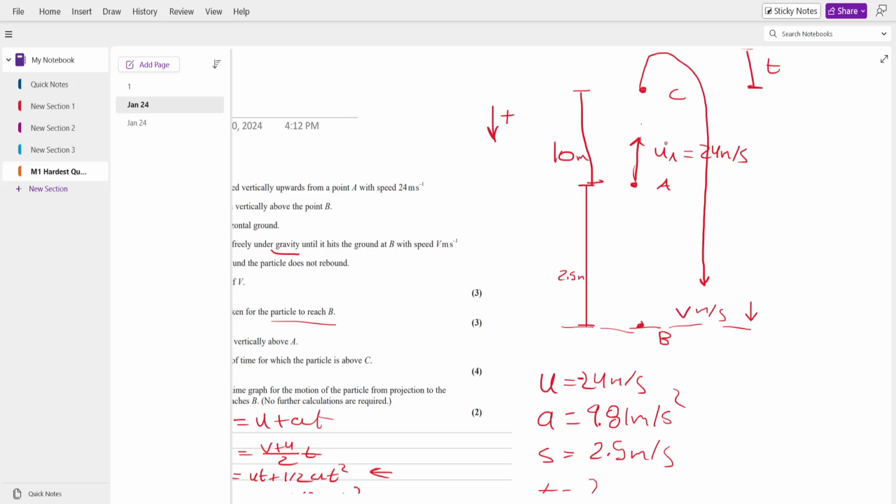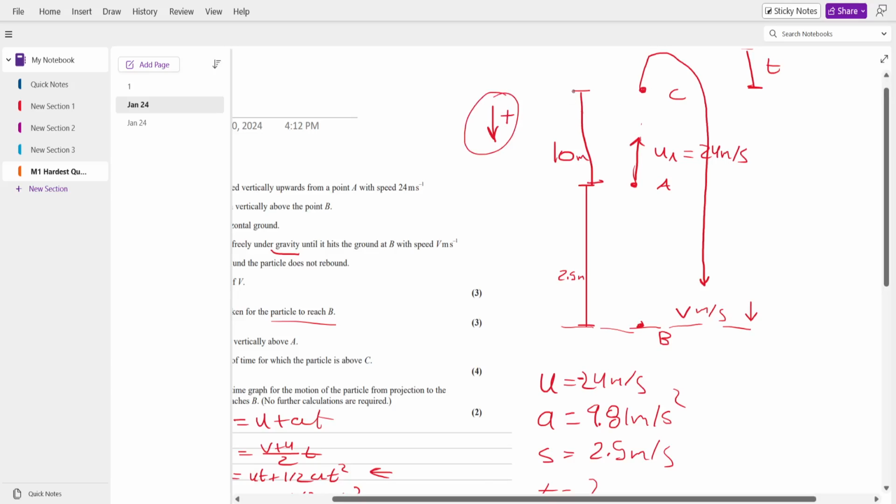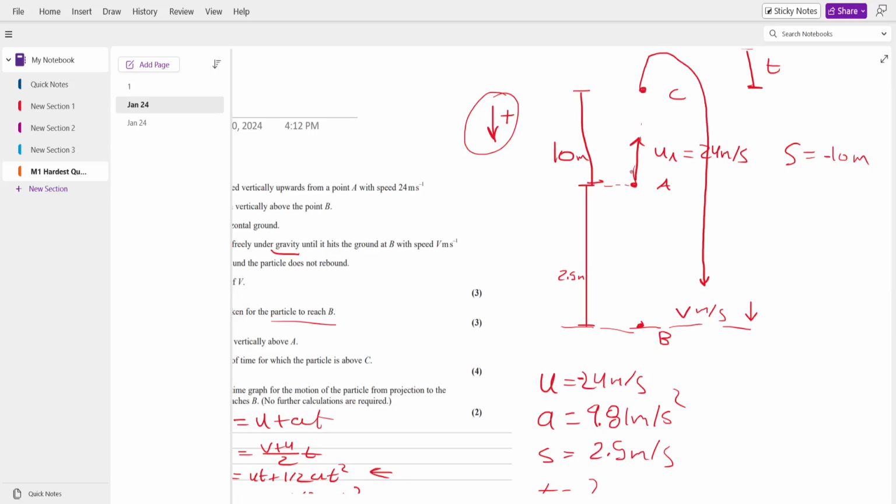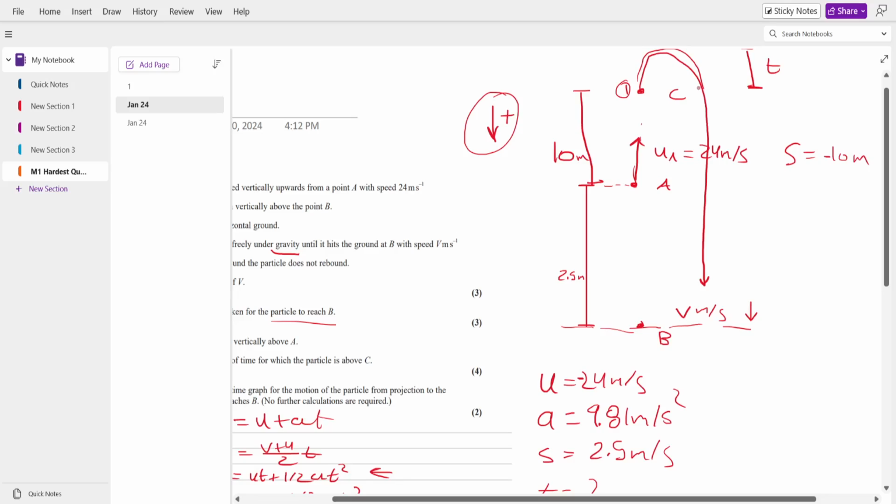So what I can do is, I know that my u is 24 meters per second upwards. At point C, my displacement is going to be negative 10 meters because I'm taking downwards as positive, and the displacement is above my starting point, so I can take S as negative 10 meters. Let's see, when will my particle have a displacement of negative 10 meters? This will occur at 2 times. The first time when it's launched and it hits C for the first time, and the second time when it moves up and comes down exactly at C again.